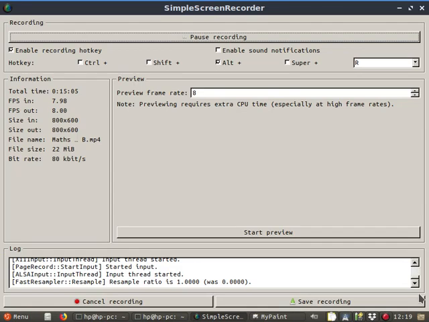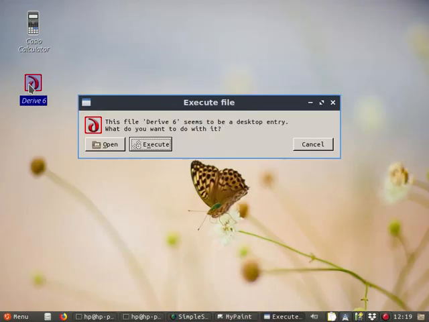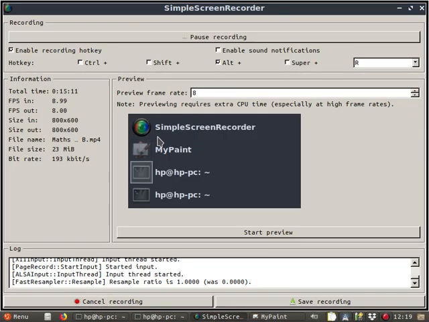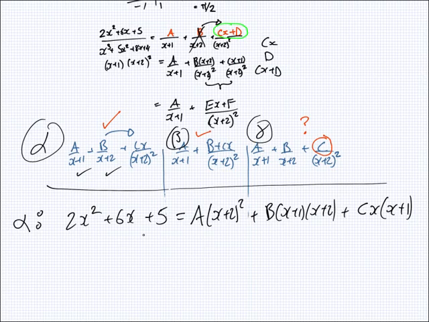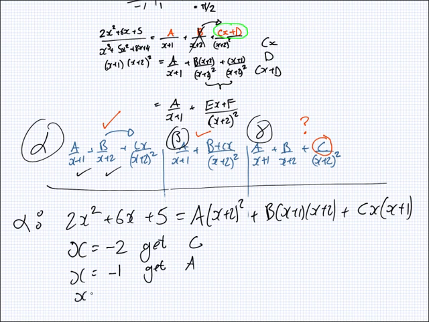Okay, now what I'm going to do is just open this program up. Right, okay, so before we start subbing in, let's think about what we should sub in. So firstly, I could choose x equal to what to get started? Minus 2 would be good because then I would get C. Next x equals minus 1 and that would get me A. And then lastly, 0. Yes. And that would get me B.